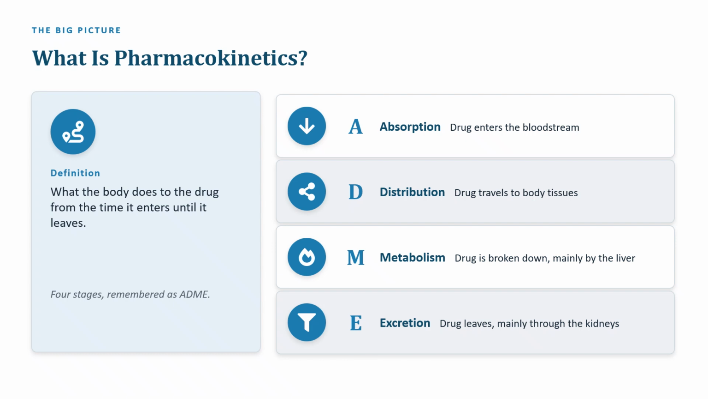kidneys and the urine. Picture the whole journey as a road trip. The drug gets onto the highway through absorption, drives around the body during distribution, gets worked on in the liver during metabolism, and finally exits through the kidney during excretion. Every drug your patients take makes the same trip, and each stage can be sped up or slowed down, which is exactly what we will explore next.